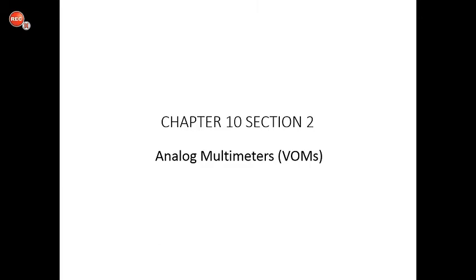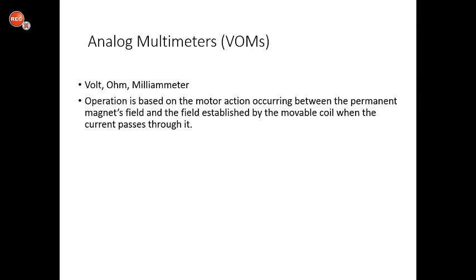This is section 2. It's about analog multimeters, or VOMs. That stands for volt ohm milliamp meter. So analog multimeters are typically capable of measuring voltage, resistance, and current, and that's usually about it. Digital multimeters, again, can measure many more different things.